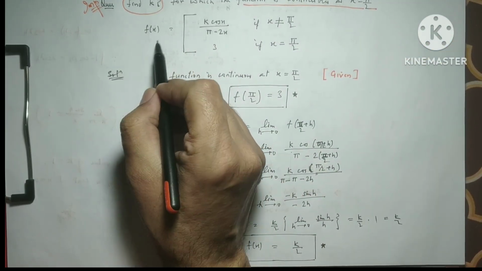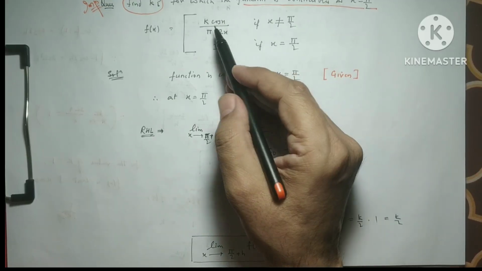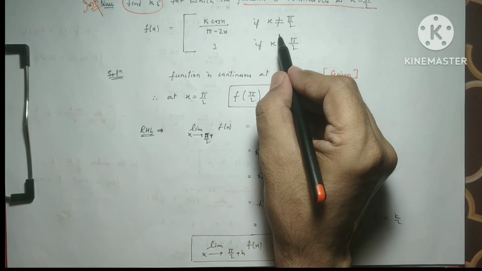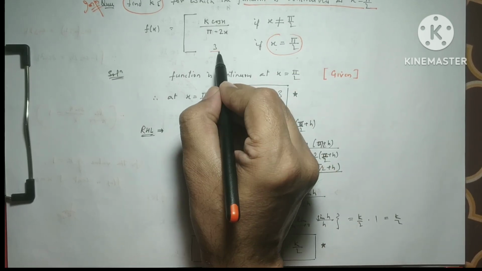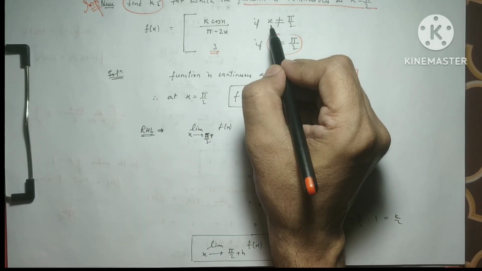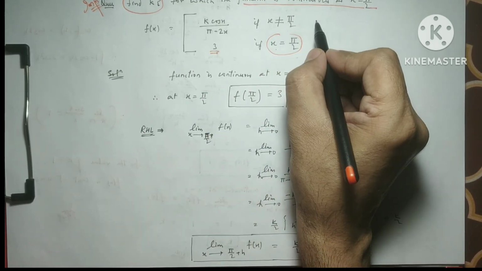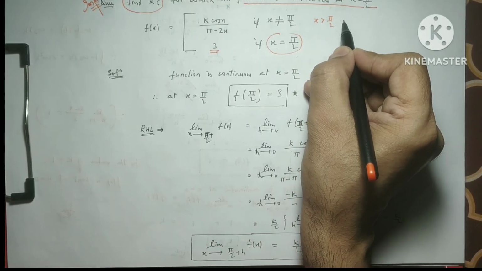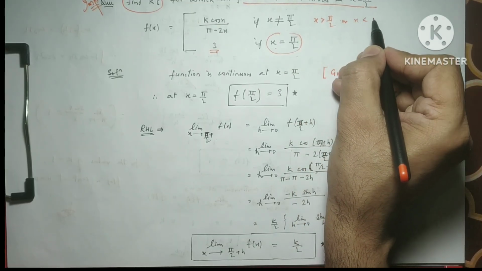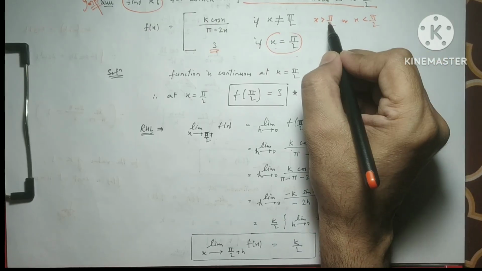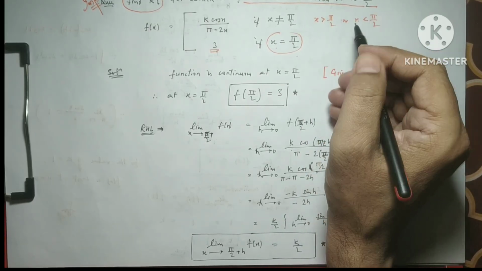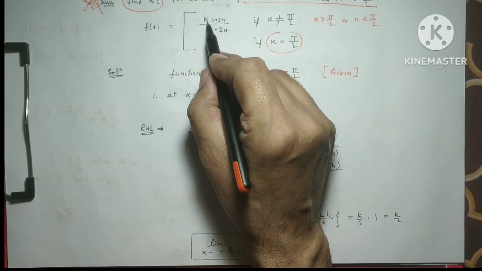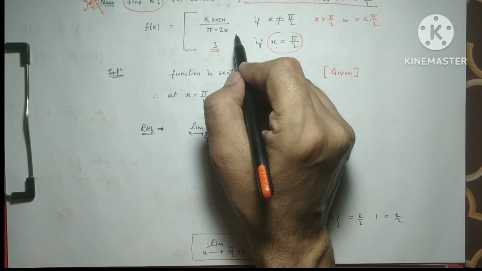And the function is defined by these two definitions. When x is pi by 2, then its value is 3. When x is not equal to pi by 2, meaning x greater than pi by 2 or x less than pi by 2, so both inequalities we can use on this function, k cos x over pi minus 2x.